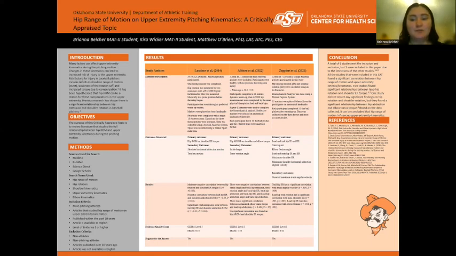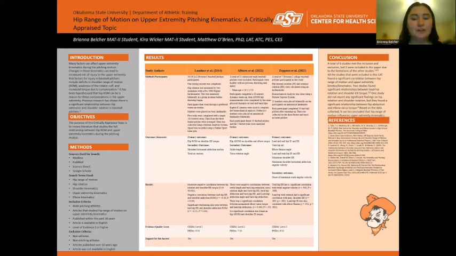So my main objective for the study was to review the literature to understand the full relationship between hip range of motion and upper extremity kinematics during the pitching motion. And so for my methods, I used several different sources. I used Medline, PubMed, ScienceDirect, and Google Scholar. For my search terms, I used several different search terms looking at hip range of motion, hip rotation, and upper extremity kinematics, which also included shoulder and elbow kinematics.